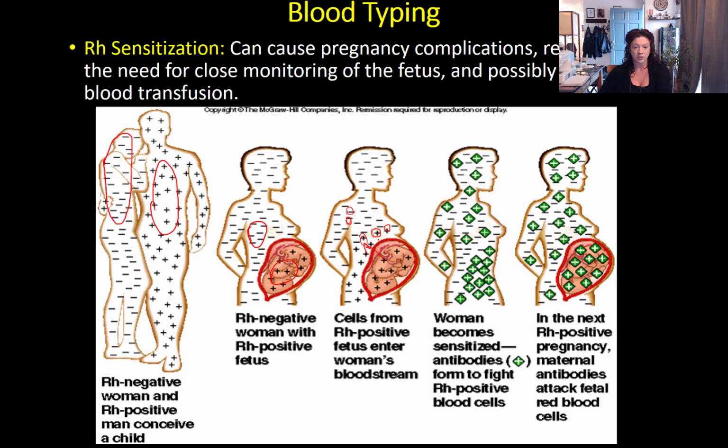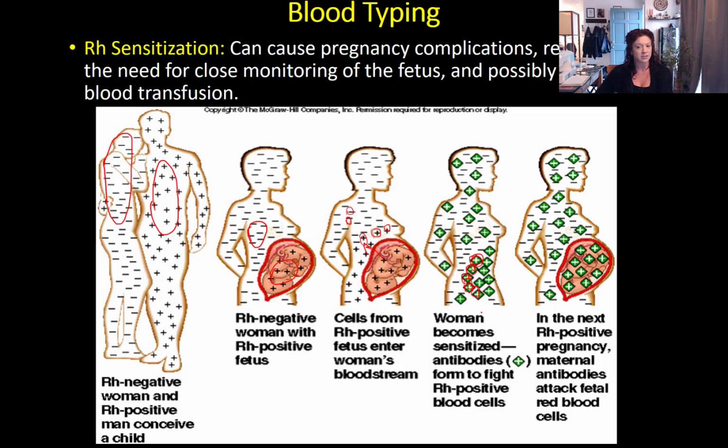The woman's body, as a response to this, starts producing antibodies. We say her body becomes sensitized. These antibodies form to fight these Rh positive blood cells. They zero in on them and attack them, trying to destroy them. The woman's body now is filled with antibodies that are trained to look for Rh positive blood cells. Now, after she gives birth, this isn't really an issue. Her body isolates those Rh positive blood cells and deals with them.